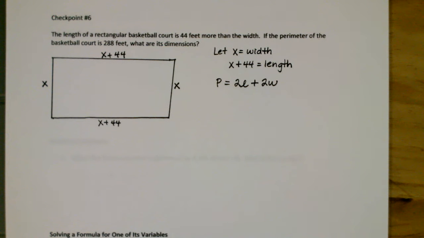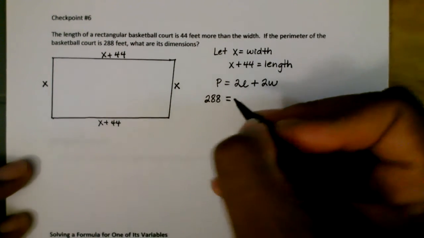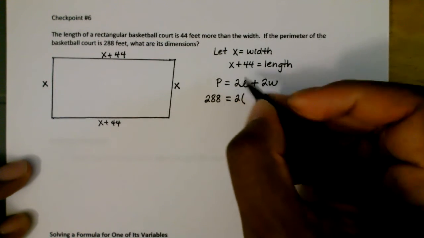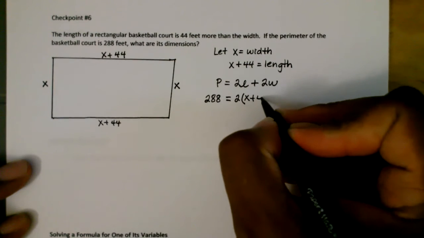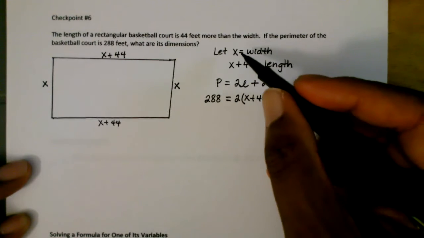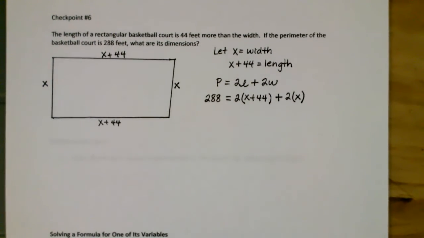All right. So now let's do some substitution here. The P is your perimeter. We're told that the perimeter of the basketball court is 288 feet. So substitute the P with 288. That's equal to 2 times the length. This length is represented by x plus 44. So it'd be 2 times the quantity x plus 44 plus 2 times the width. We're letting x be the width, so it'd be 2 times x. So this is our equation where we're going to find the dimensions of the basketball court.